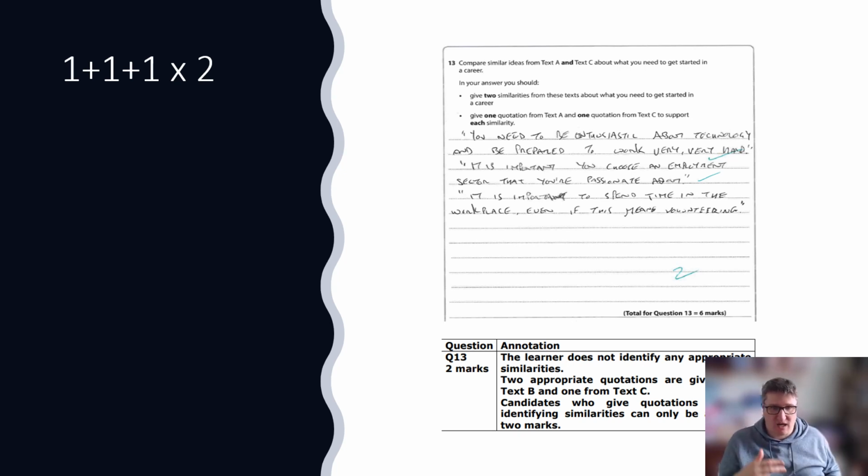So this guy, he got 2 marks out of a possible 6. This is a big scorer, guys. This is one which you have to take seriously. A lot of people fall at this hurdle. Don't be one of them. So give a similarity. Give 2 pieces of evidence, 1 from each text. Find similar passages in the 2 texts.